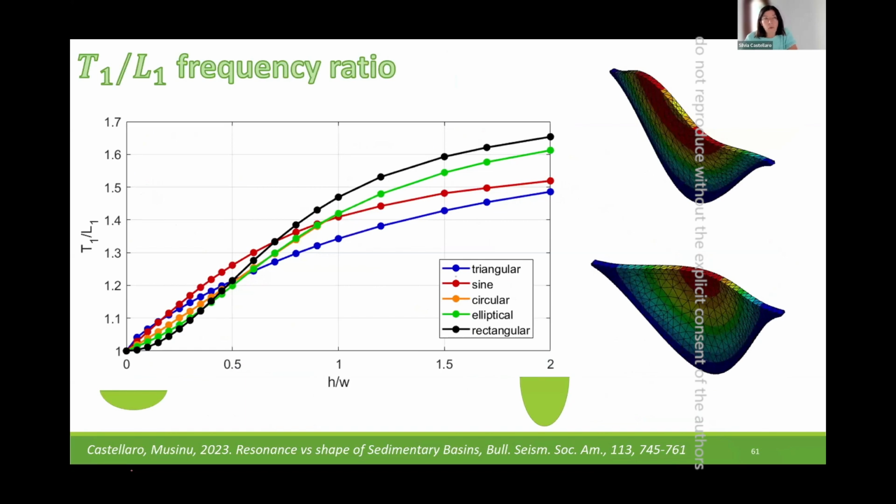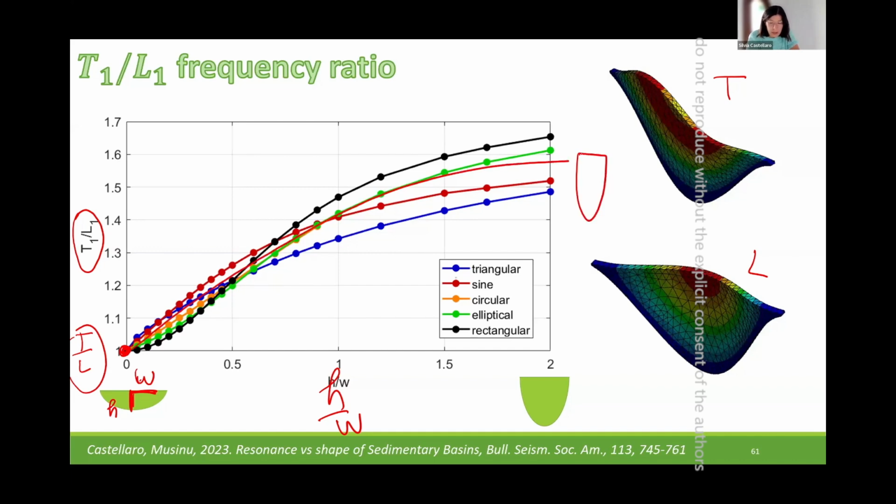And we provided a number of relations that link, for example, transversal to longitudinal modal frequencies with the aspect ratio of your basin, where the aspect ratio is the ratio between the maximum thickness and the half width of your basin, okay? So you see that in a low aspect ratio basin, these transversal to longitudinal frequencies are very similar. As you move to large aspect ratio basins, or not only basins, it applies also to other structures, the transversal to longitudinal motion becomes larger, okay?